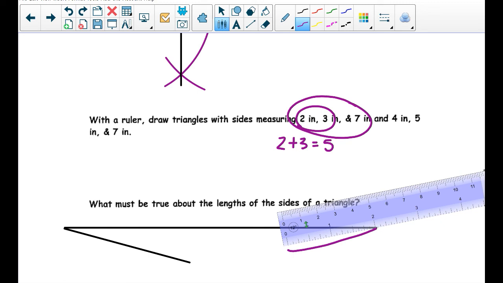Now, 4, 5, and 7. Can I make a triangle with 4, 5, and 7? Yeah, because if I add 4 and 5 together, I get 9. Well, 9's bigger than 7. Does that make sense? So on this last question, that's what they're going to ask you about, being able to draw a triangle with the 3 values given.